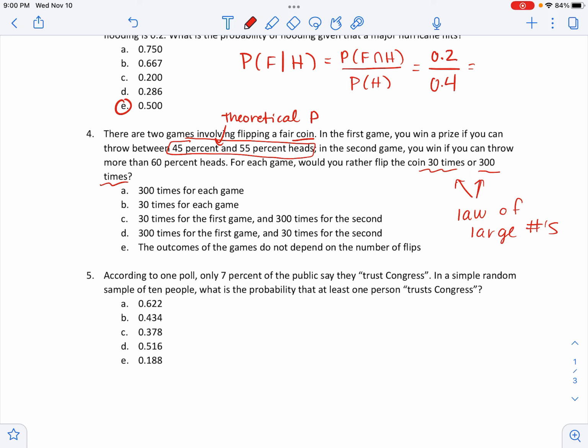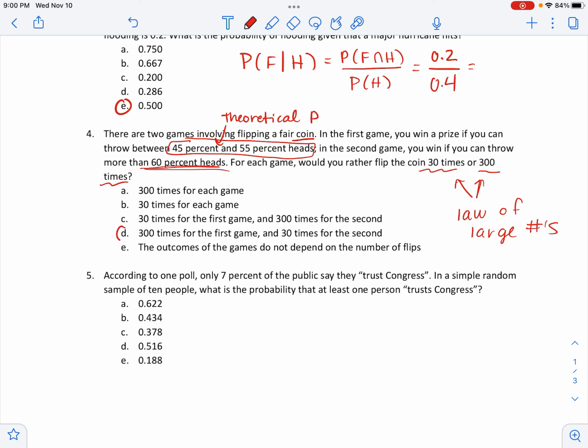So in the second game, I win if I can throw more than 60%. Well, that is a lot higher than the theoretical probability. So ideally here, my best odds of winning is if I only do it 30 times, because we know that probability is unpredictable in the short term, right? So in 30 times, it's possible that I could get 60% or higher heads.